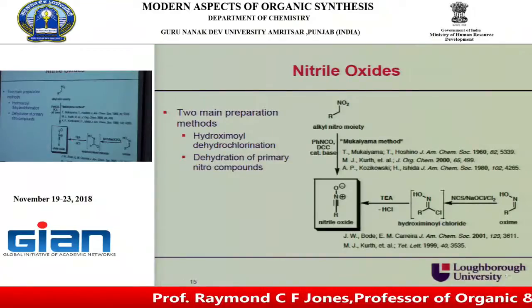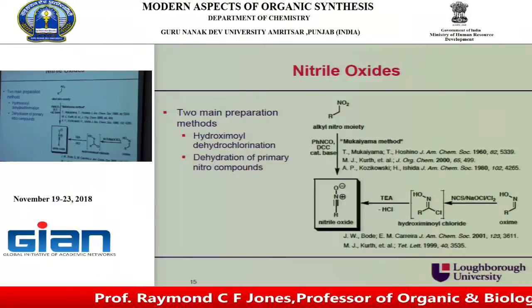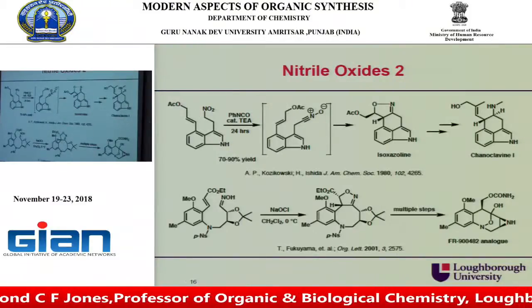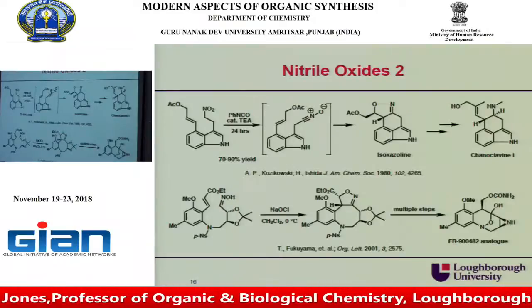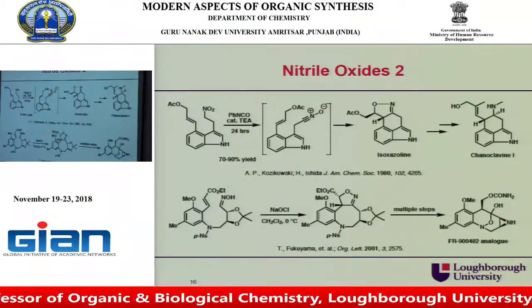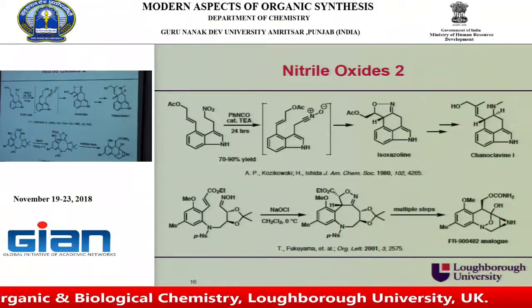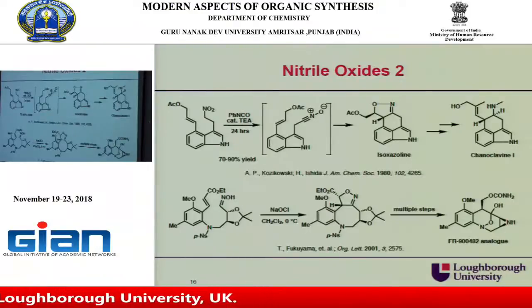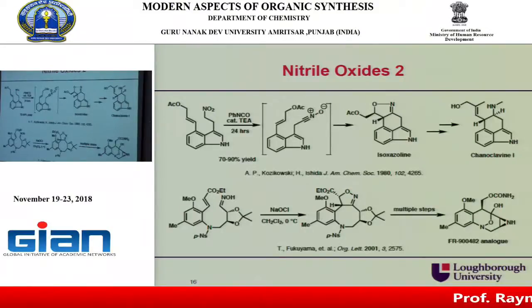So there are nitrile oxides. What can you do with those? Now, I've included them because they have been used in synthesis. So here are a couple of examples. Kozikowski was one of the early guys to work here. So he constructed this indole derivative. That's going to be the dipolarophile. Here's the primary nitro compound that's going to be the source of the nitrile oxide.